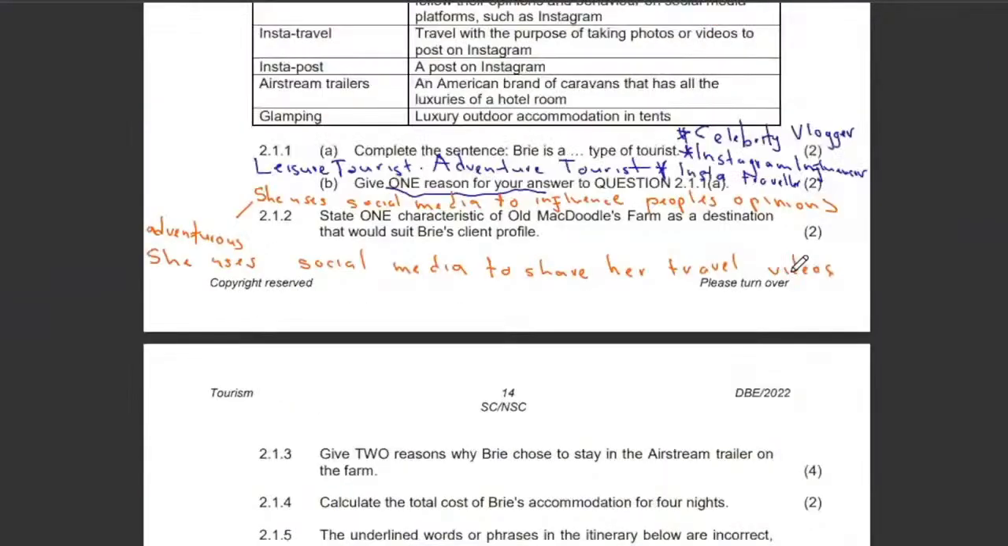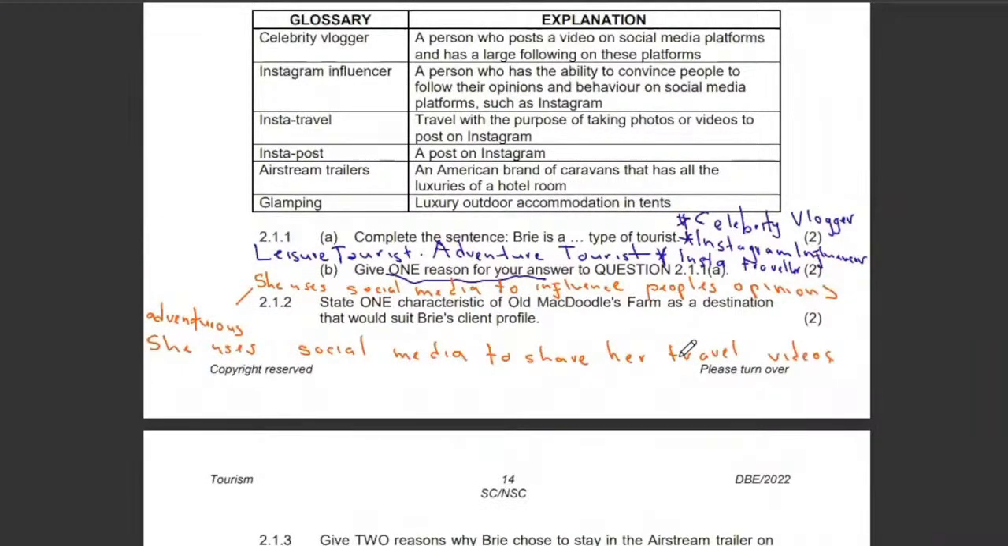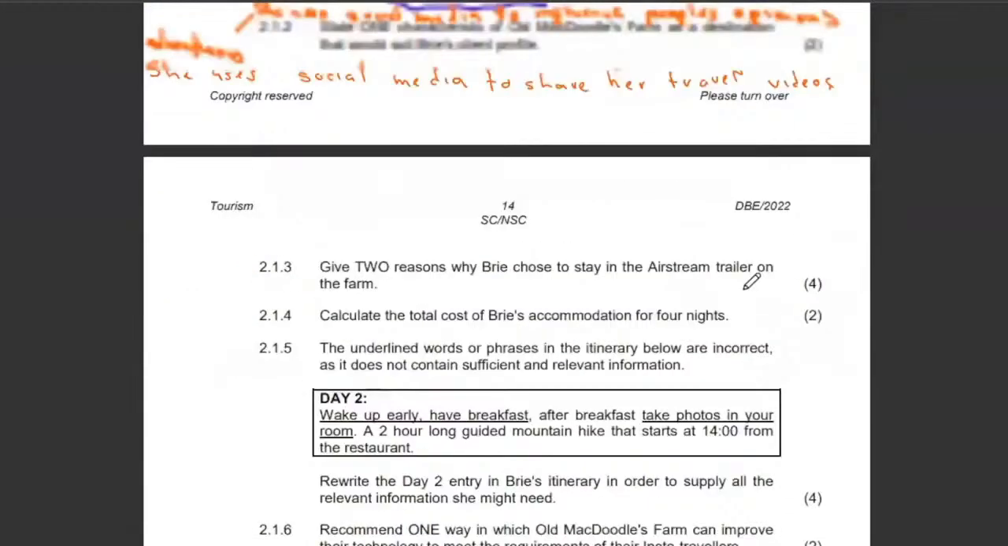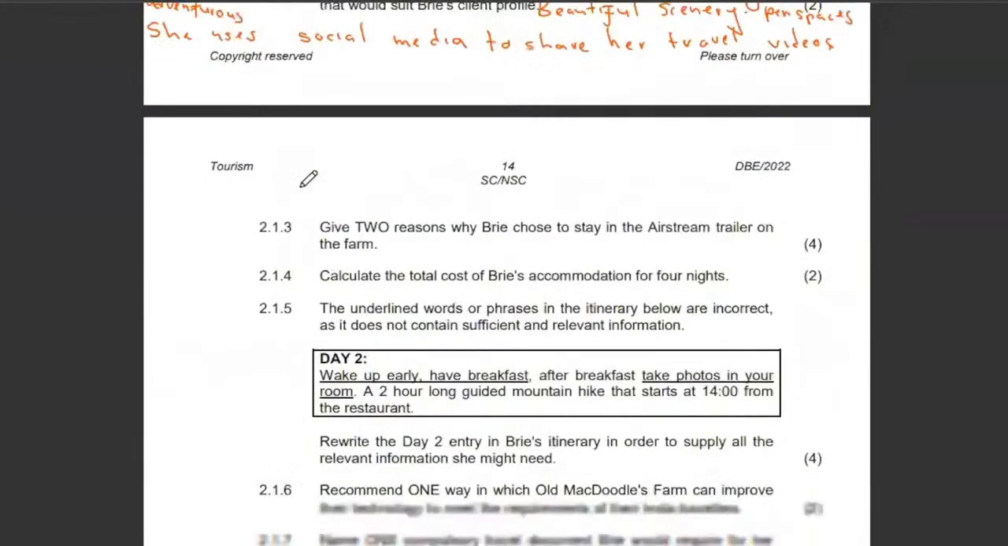So obviously, if you go back to the farm, there are so many things which match the client's profile. The first thing you need to look at is that there is beautiful scenery. There are so many beautiful places on the destination which has been chosen. Then you can also say open spaces. Beautiful scenery and open spaces will be our two answers for 2.1.2. Now let's look at 2.1.3.